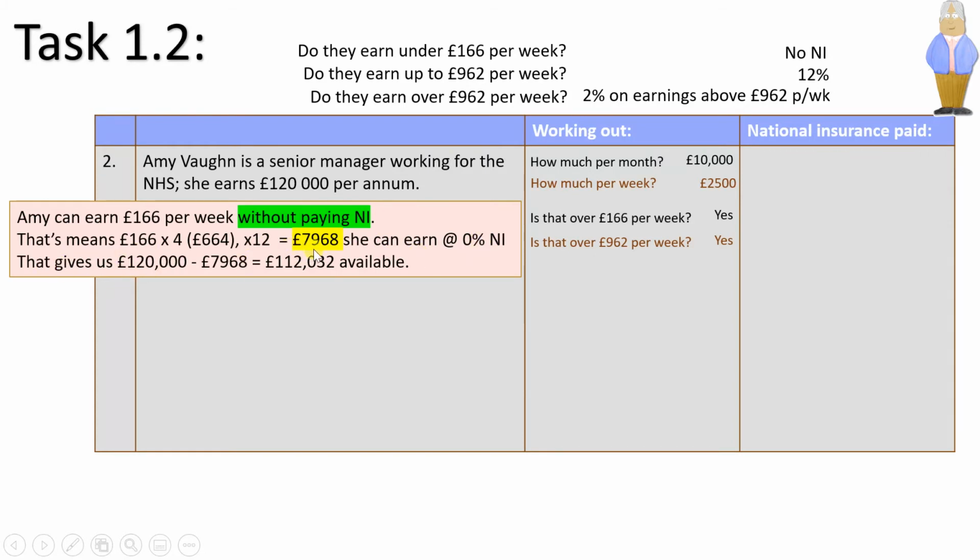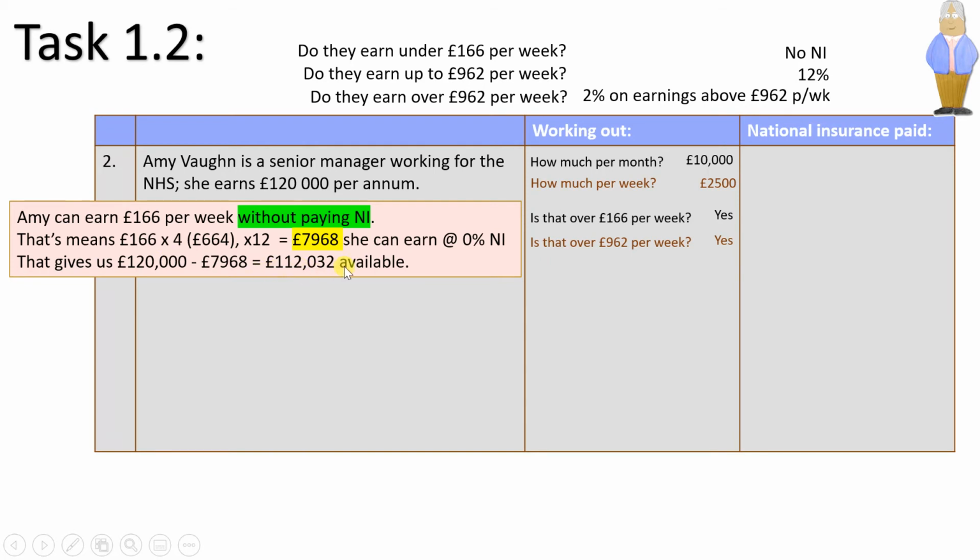So she earns £7,968 a year and has 0% national insurance to pay on that. Now remember, her salary total is £120,000, so only £7,968 of that is at 0% national insurance, not the rest. So we've dealt with 7,900 odd, so we now need to know what the rest is. So we just do a simple subtraction on that one.